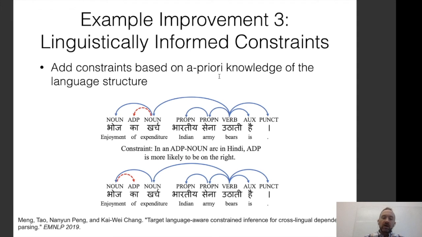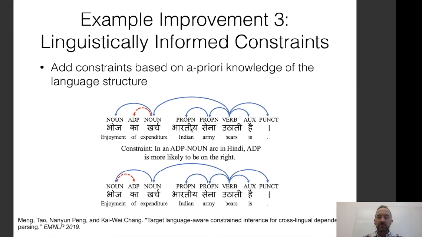So the idea behind this paper here is essentially that if we look over the whole corpus, and if WALS says that adp noun arcs in Hindi should be more likely to be on the right, and we have this kind of ambiguous structure here where we have noun, adp, noun, this will then decide that we should put the arc facing to the right instead of the arc facing to the left.